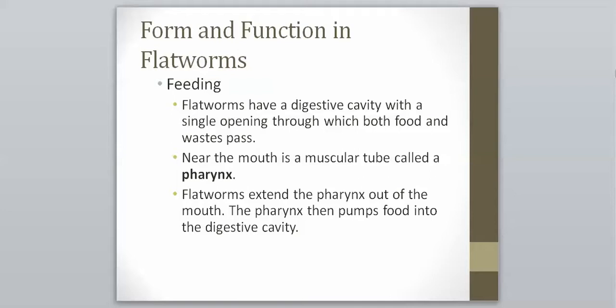However, a new thing that they have is a muscular tube near their mouth called the pharynx. That's how you say that, pharynx. Flatworms will extend their pharynx out of the mouth, and this pharynx will then pump food into the digestive cavity. So they don't just have that single opening to take in the food, they have a little help from this muscular tube called the pharynx.